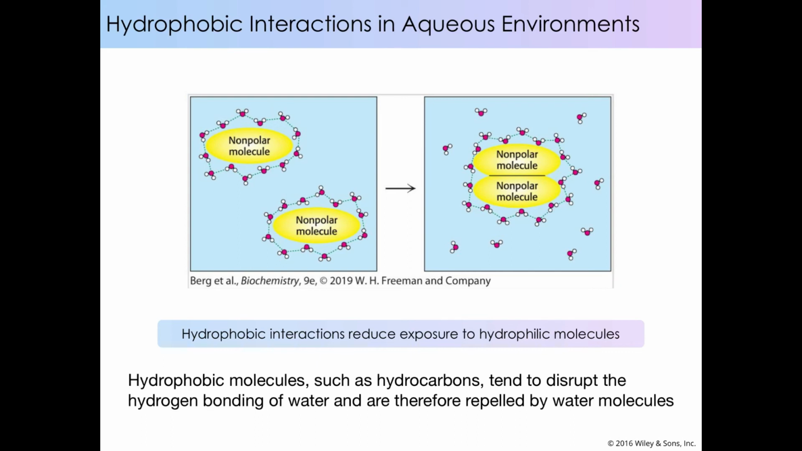In the presence of these water cages, there is a decrease in entropy. And this is something that is thermodynamically unfavorable. The interaction of the hydrophobic molecules in turn results in an increase in entropy because you can see that there are water molecules that are now released into solution. So this increase in entropy that results from that interaction is thermodynamically favorable.